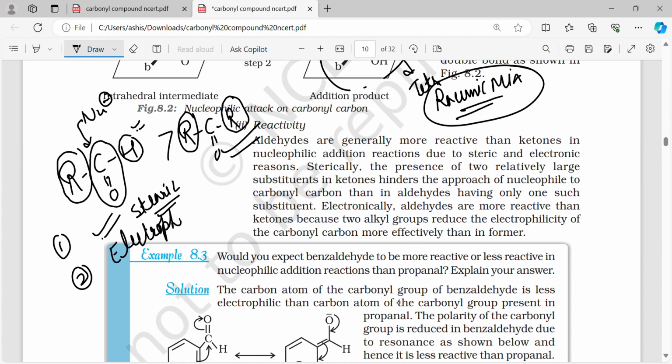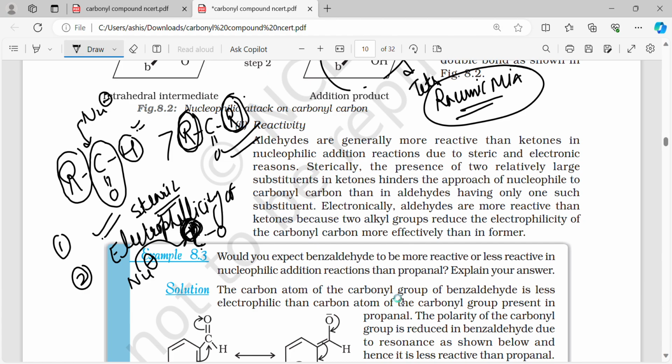The second factor is electrophilicity of carbonyl carbon. The positive charge. Why does the nucleophile attack the carbonyl carbon? Just because the carbonyl carbon has positive charge. If the intensity of positive charge is increased, the nucleophile will attack faster.